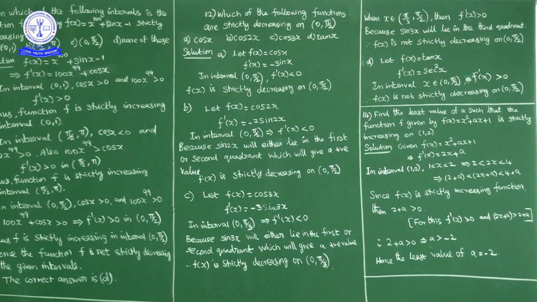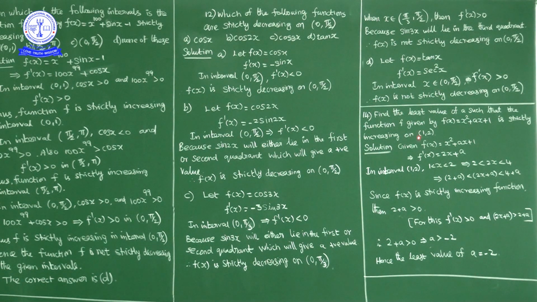Question number 14: find the least value of a such that the function f of x equal to x square plus ax plus 1 is strictly increasing on the interval 1 comma 2. You have to give the least value of a such that f of x is strictly increasing on 1 to 2. Now what is f of x? f of x is x square plus ax plus 1. Now first of all find f dash of x. f dash of x is equal to x square derivative 2x plus ax derivative a. 2x plus a.